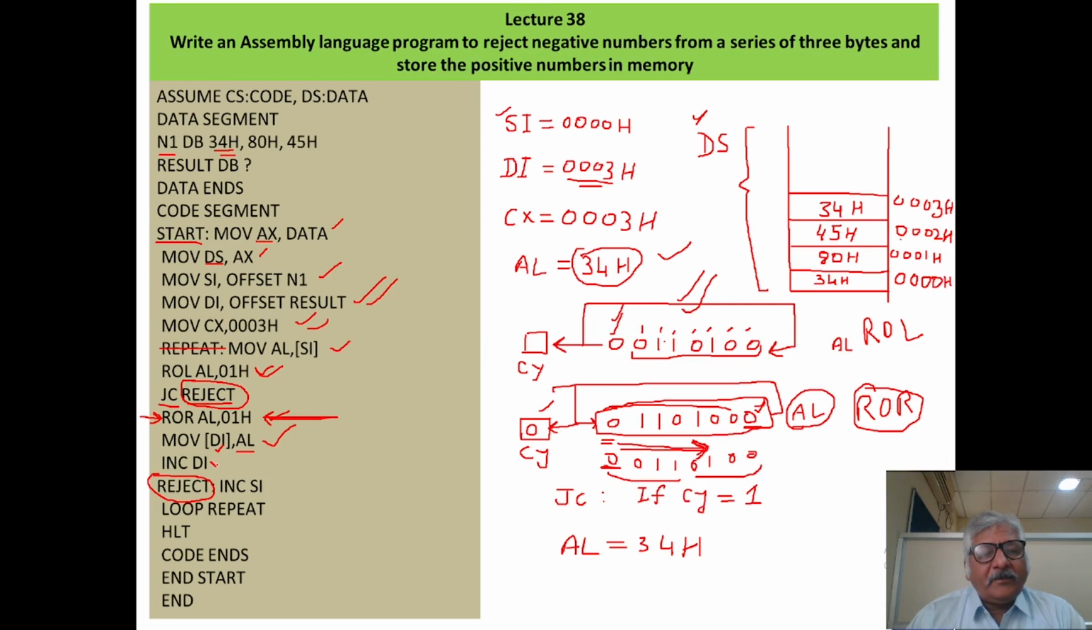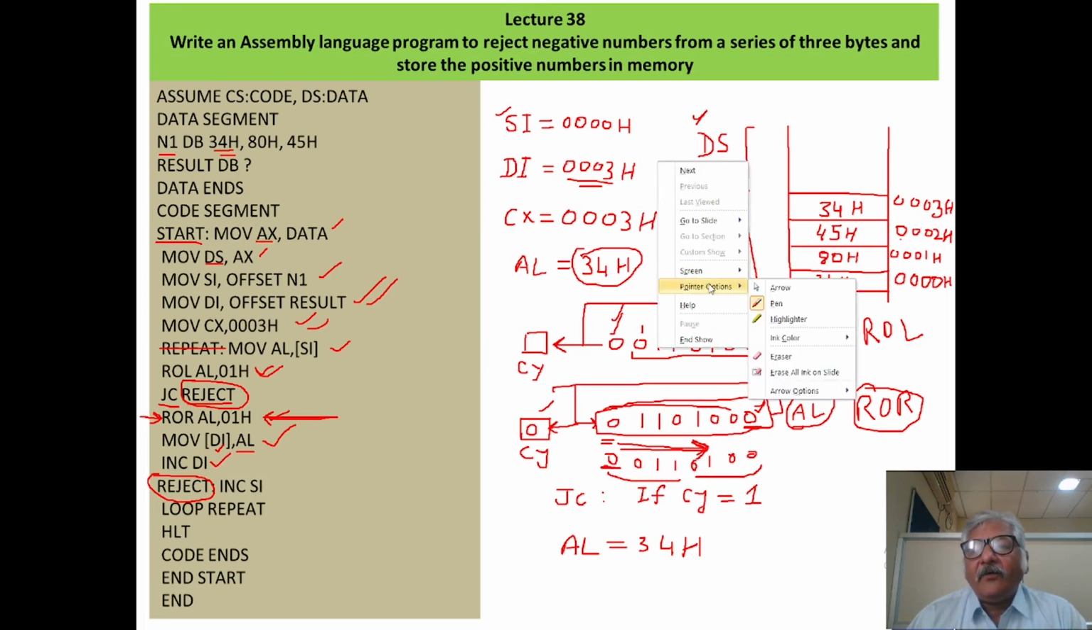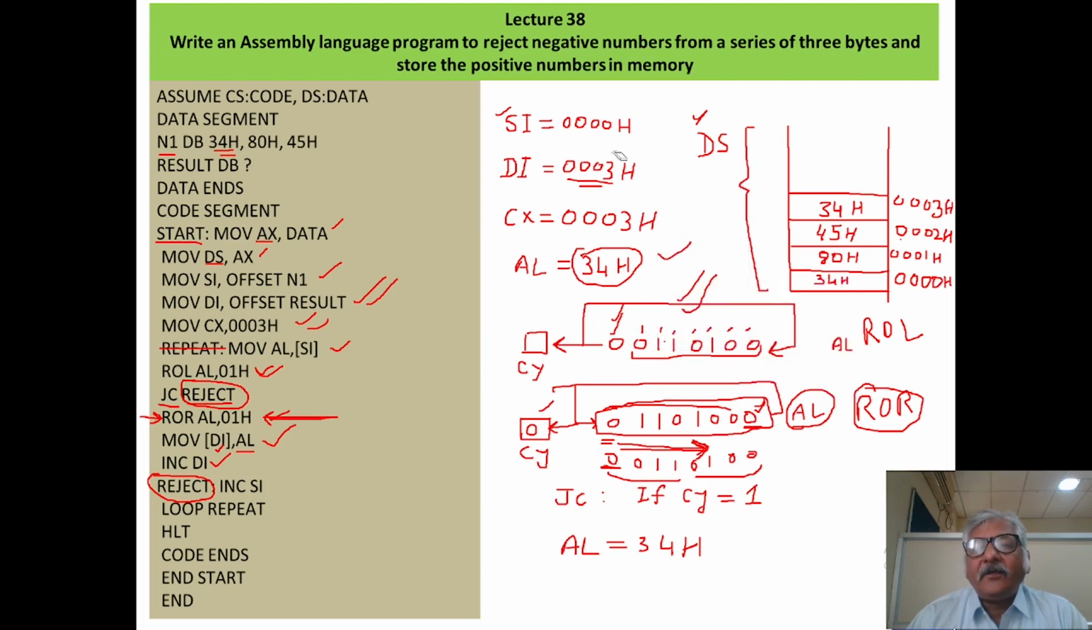Now after that, INC DI, so DI is increased by 1. Why have we increased this by 1? Because there is the possibility that in the next round we may find another positive number. So to store that number we increase the value of DI by 1. This means the offset address 0004 is now stored in DI.